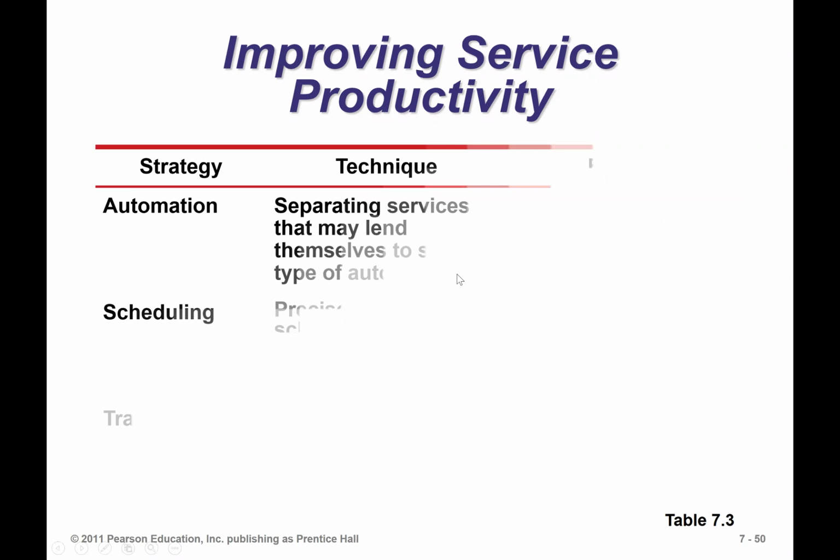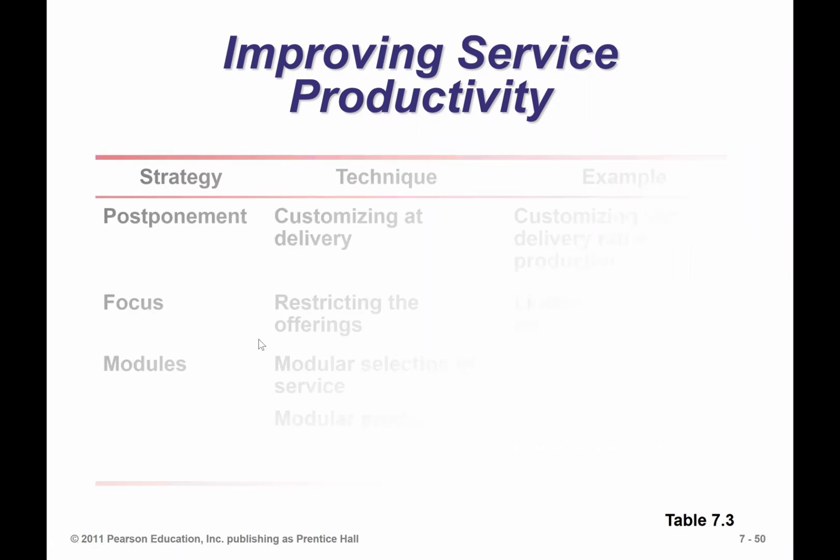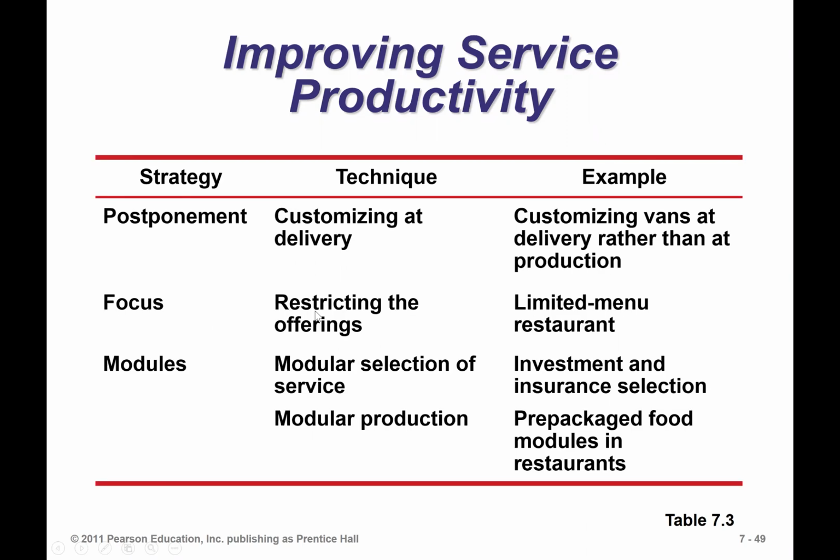So I want to go back. Focus, restricting the offering, right? An example of that is a limited menu. You go to some restaurant, they only serve certain things. So they don't want to be jack of all trades where they have a huge menu, right? Because if you have a huge menu, one, you're probably not an expert at making all the dishes on the menu. And two, it might take you too long.